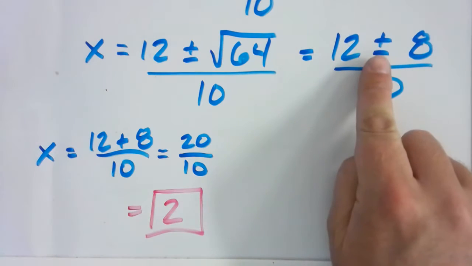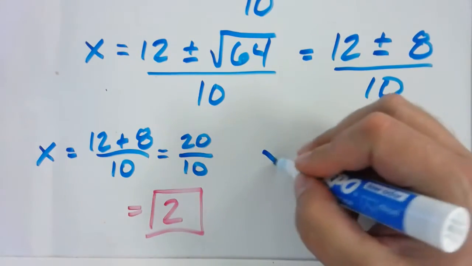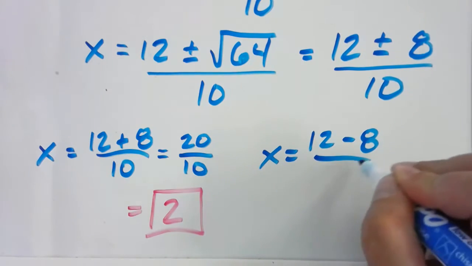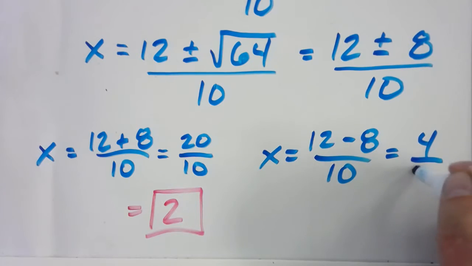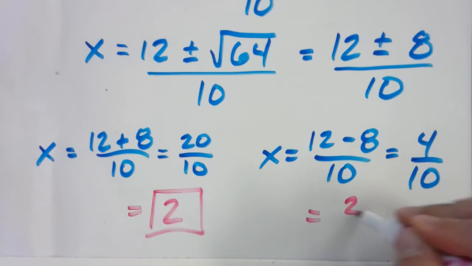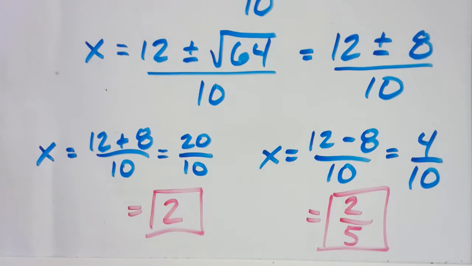Right, but I do have another possibility here. It's when I have 12 minus 8. So I do also have this equation, right? 12 minus 8 is 4. And I have 4 over 10 as my result. 4 over 10 also reduces. This will end up giving me 2/5. This is my other possible solution.